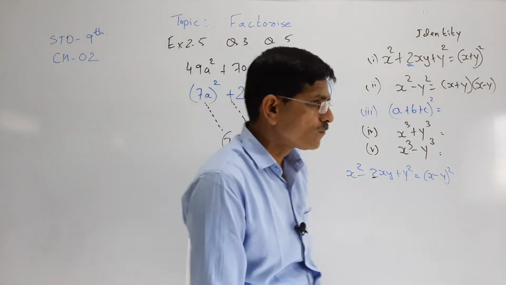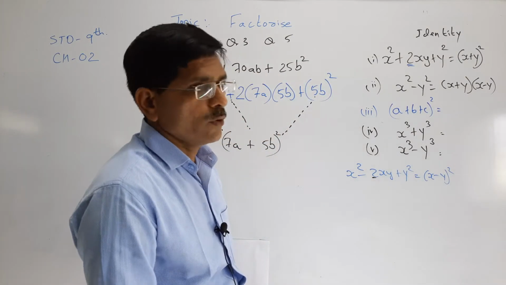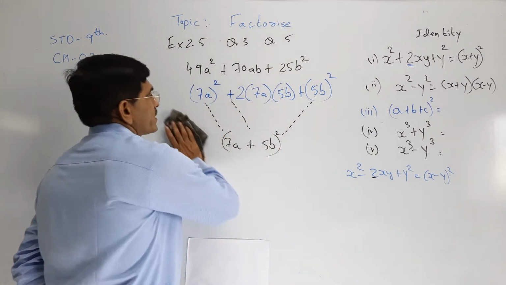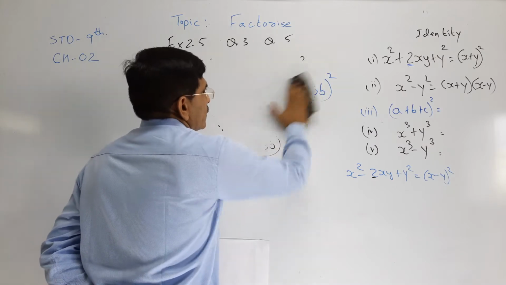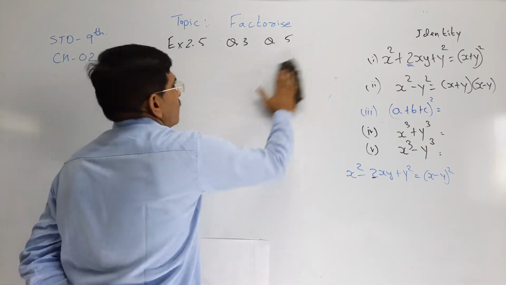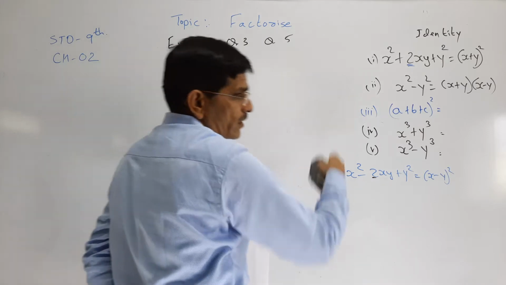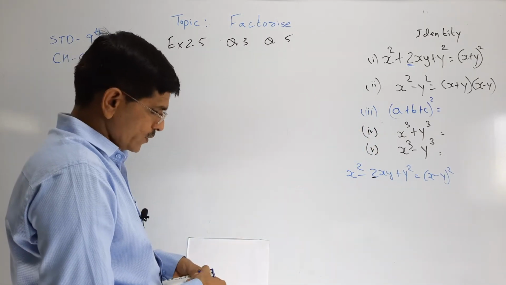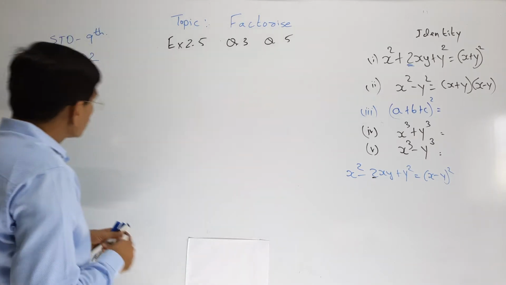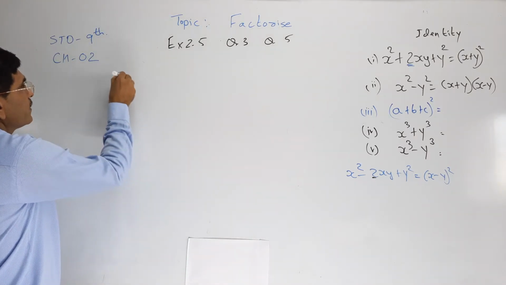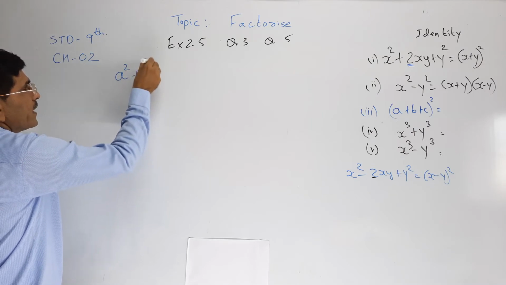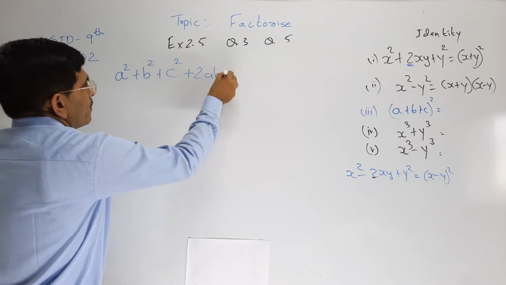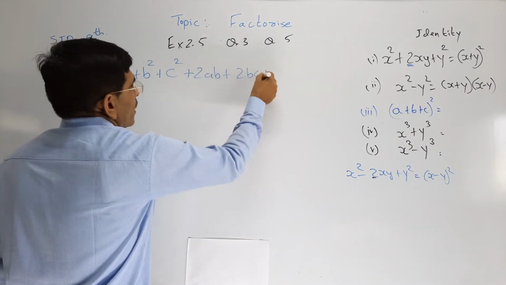Now, we go for some more sums, that is question number 5. Before we start question number 5, I think we have to go through the identity first, that is the third identity. So, what is the third identity? (a plus b plus c) whole square. I am writing a square plus b square plus c square plus 2ab plus 2bc plus 2ca.